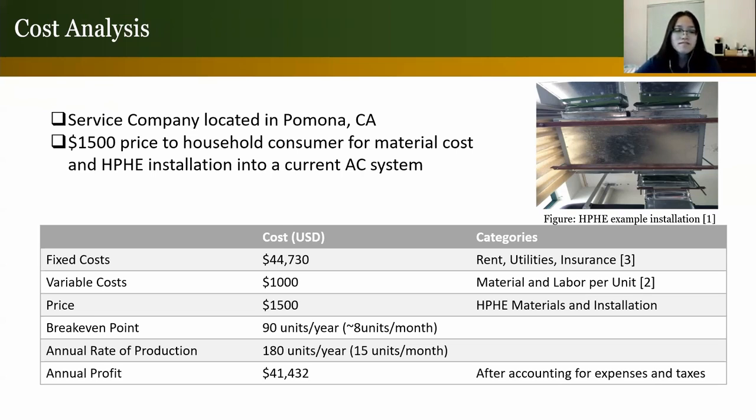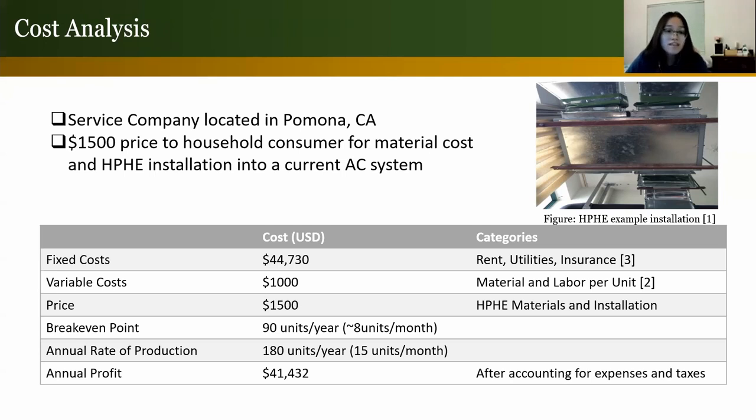Analyzing the costs, I looked into fixed costs, which include rent for a warehouse that will store our inventory, as well as utilities and insurance for that, and variable costs, which include the heat pipe heat exchanger materials and the labor for our technicians that will go install. And once again, the price will be about $1,500.